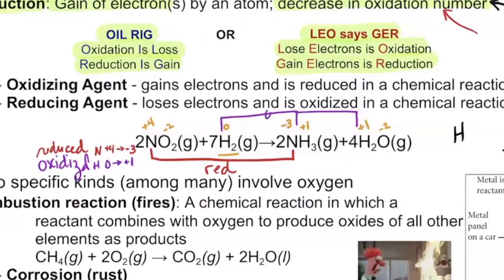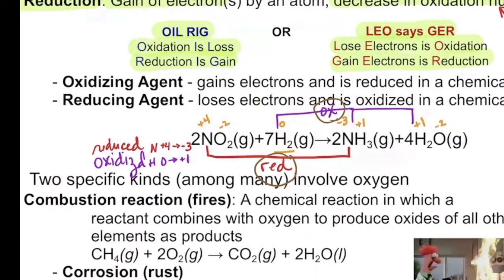So you can also just indicate it here. Nitrogen is being reduced and hydrogen is being oxidized. And then, of course, if nitrogen is being reduced, it becomes our oxidizing agent. And if hydrogen is being oxidized, it becomes our reducing agent. And that's how you would solve a redox equation. You determine the oxidation numbers for each atom. You determine which oxidation number goes up, that's oxidation. Which oxidation number goes down, that's reduction. Label it, and then determine your oxidizing agent and your reducing agent.